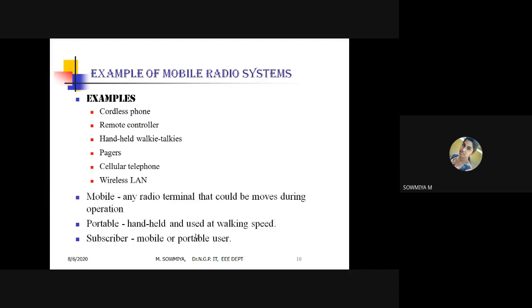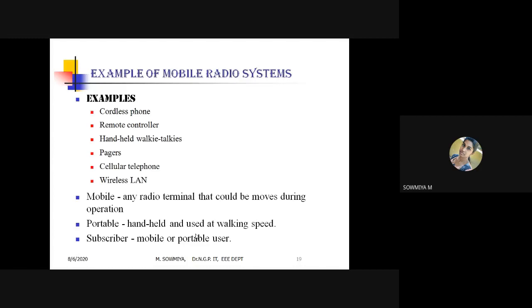Examples of mobile radio systems. Some of the examples of mobile radio systems are cordless phones, remote controllers, handheld walkie-talkies, which we can often see in police officers' hands, and also pagers, cellular telephones, and wireless LANs, which are otherwise called modems. And also subscriber. What is meant by subscriber is that we all are subscribers. The mobile users are subscribers.